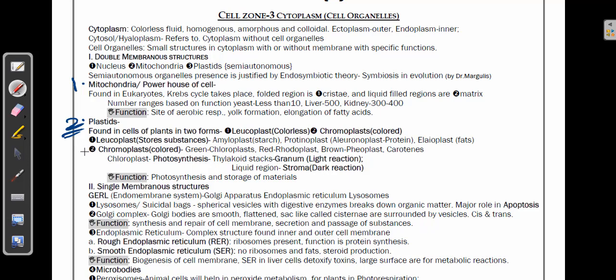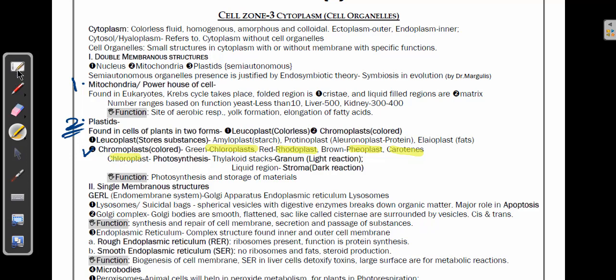And the second type is the chromoplast. Chromoplasts are interesting structures. Whatever the colored regions of the plants are, they are nothing but chromoplasts. Based on what color they produce, we have classified them into various names. First the chloroplast, which is green, then the rhodoplast, which is red, and brown is the phaeoplast, and carotene is also a type of pigment that gives orange or brown color. Next is the chloroplast and its importance.